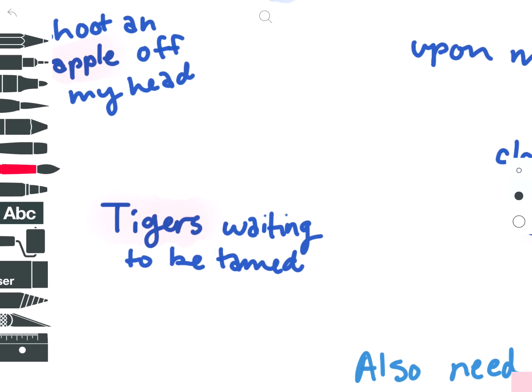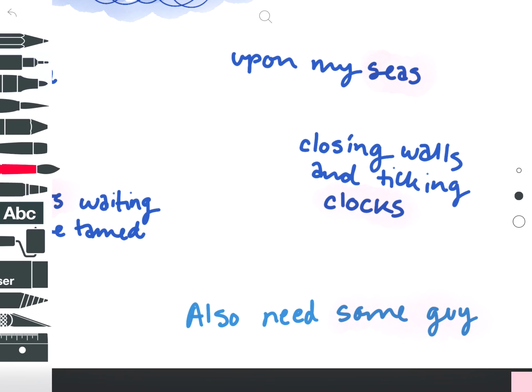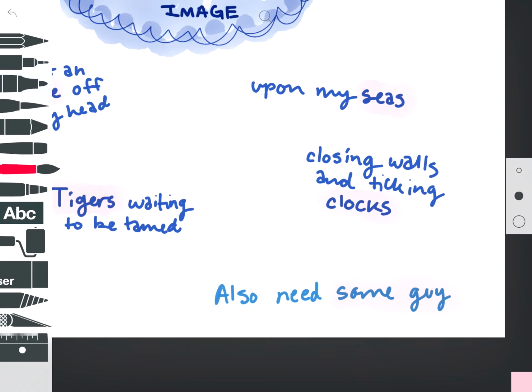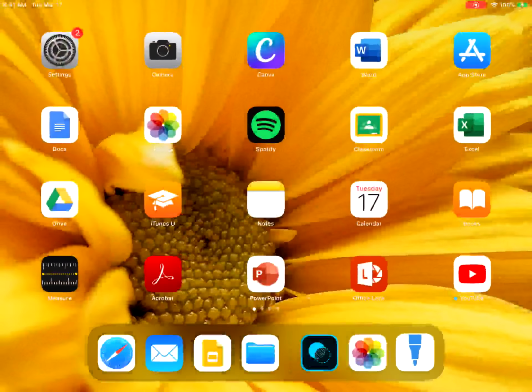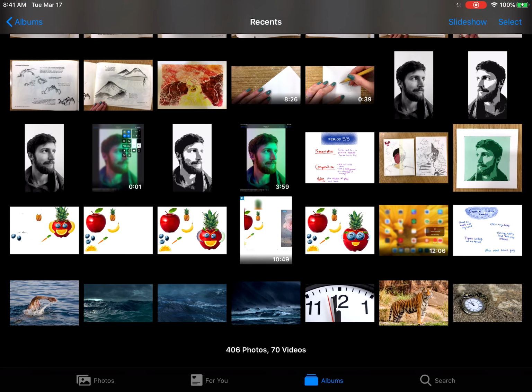There's one about shooting an apple off their head, tigers, seas, clocks. I also need a person to be in the midst of it, so I wrote that in a different color, blue. So this is my planning. I kept it simple. I know the song by heart, so I didn't really have to look up the lyrics much for this. After that, I went on Google Images and found some images to work with.